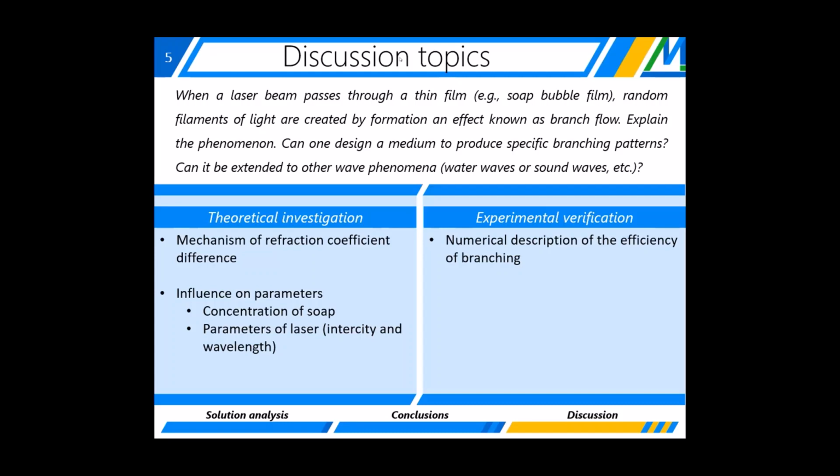Our second question, third question maybe, is about different parameters of the film, of the soap, and of the laser. What do you think about it? Maybe it will improve your report when you use different soaps with different structures of the film. Maybe the composition of the soap really affects the shape of the branches. What do you think? Okay, thank you so much for your question.